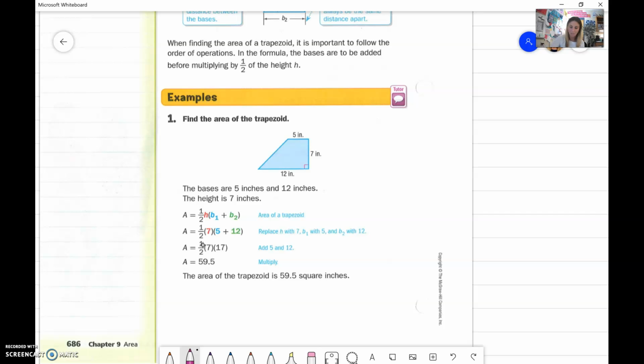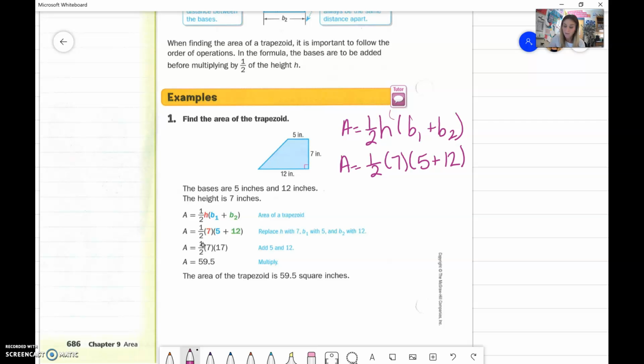So what does that look like? Take a look down here at this example. Write this over here so that you get practice. Area equals 1/2 height times base 1 plus base 2. Now our area equals 1/2 times our height, 7, times our base 1 plus our base 2, which is 5 and 12. So area equals 1/2 times 7 times the sum of 5 plus 12. When you add 5 plus 12, you get 17.